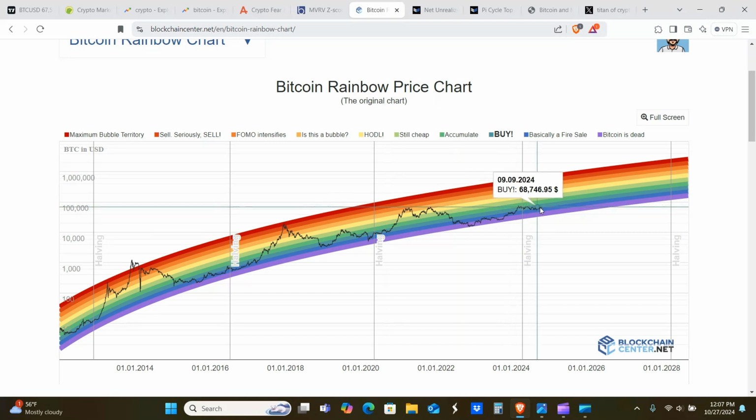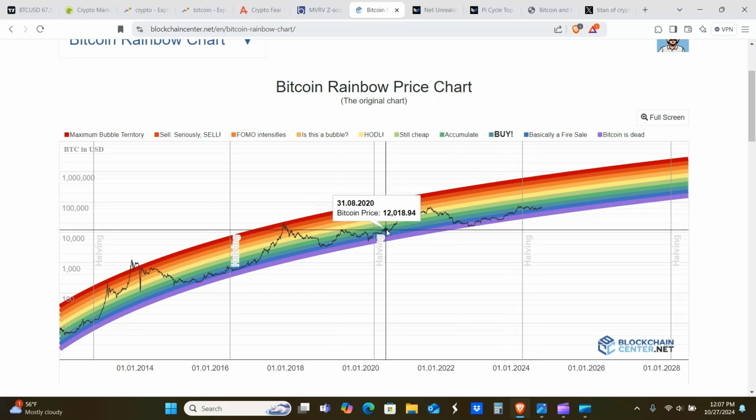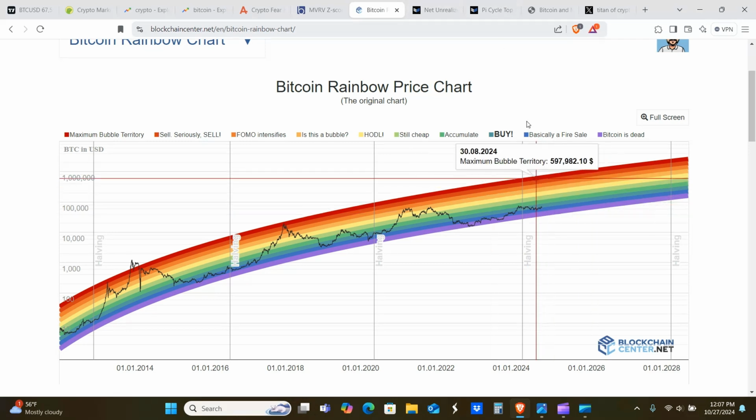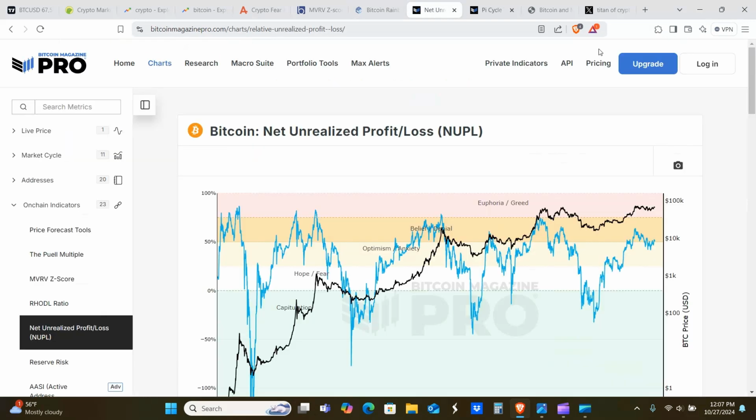So what has it done? It's retraced back to that blue line. So based on history, the blue line occurs after the halving. What usually happens after we have the halving and then we've sat in the blue line for a while, usually we're going up. So again, this further cements in my mind that likely the all-time high, the true top for Bitcoin, is not actually in yet.